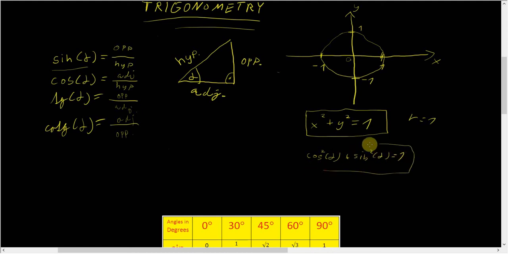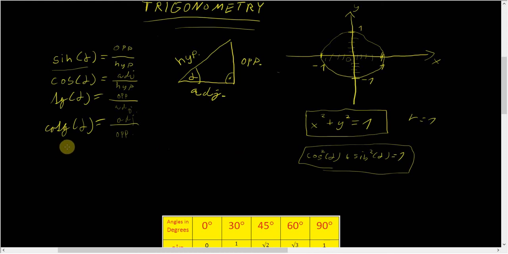Why does this equal 1? Well, if you think about cosine, it's got its values all on the x-axis. You think about sine, all of its values are on the y-axis. So essentially you could say that sine is y squared and x is cosine squared. And that's how we get this very popular formula.